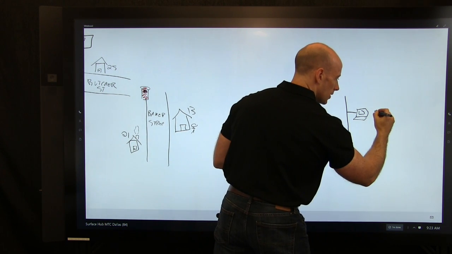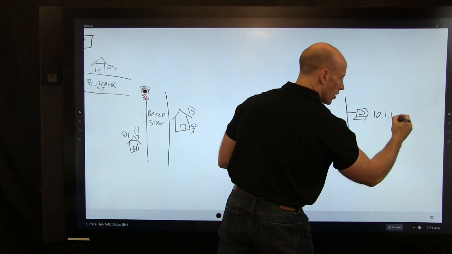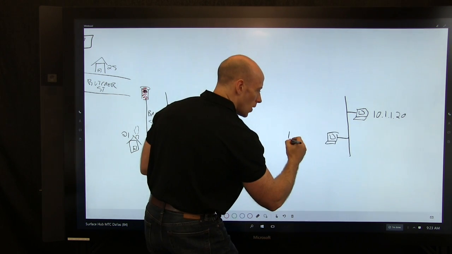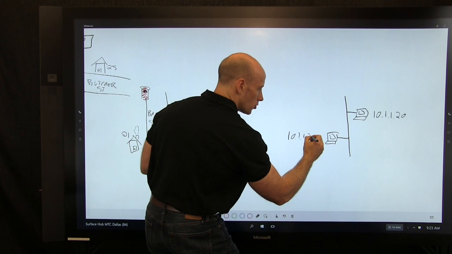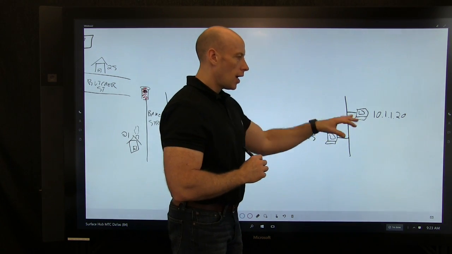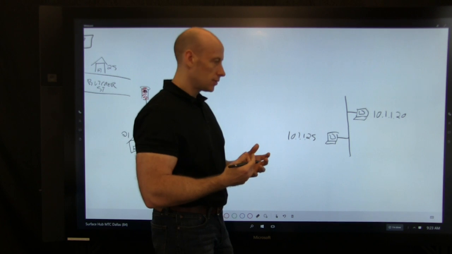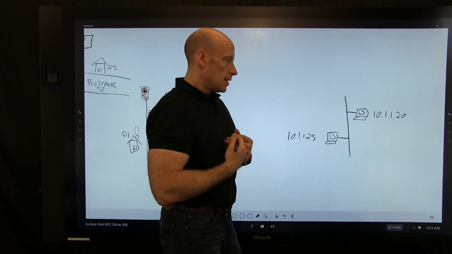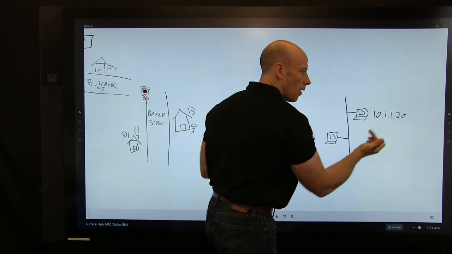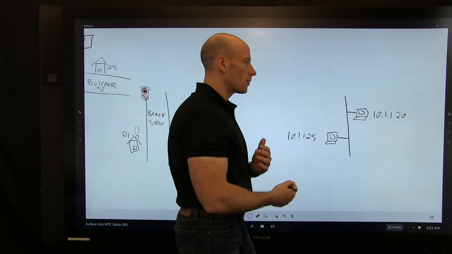So we might say 10.1.1.20 is that machine's IP address. And this one is maybe 10.1.1.25. So these are on a local network together. Now, behind the scenes, as a machine, each of these numbers is a byte, so 8 bits.